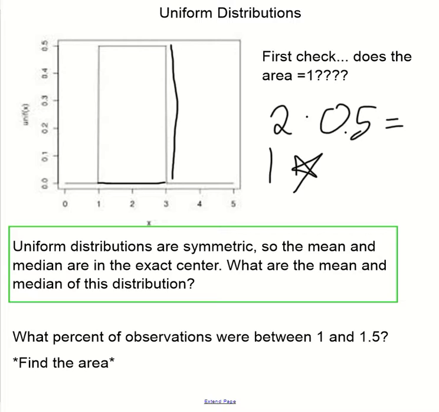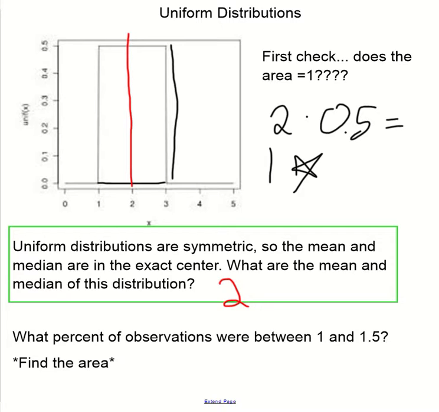Now if we think about the mean and the median of a uniform distribution, because it's uniform, it's symmetric, and so the mean and the median are always in the middle. If we look at the middle of this bar graph part, it's going to be right down the middle, right there. And so our mean and our median would both be 2. It's as simple as that. When we find a uniform distribution, remember it's symmetric, the mean and the median are in the same spot, they're both in the middle. You always need to make sure that the area equals 1, too.